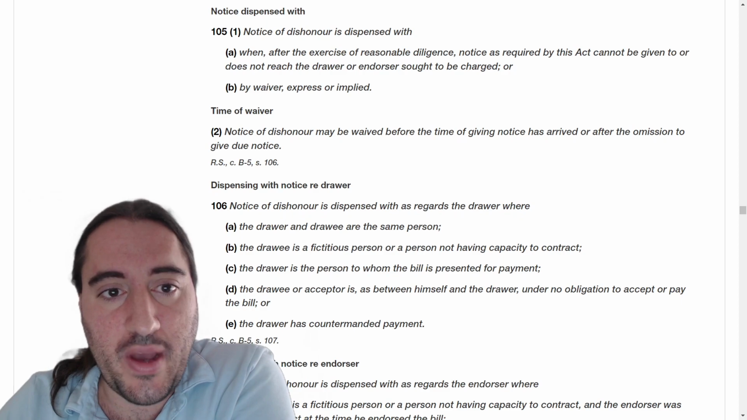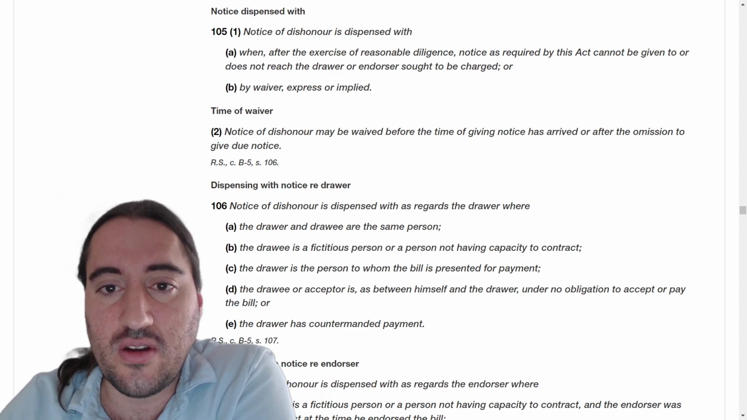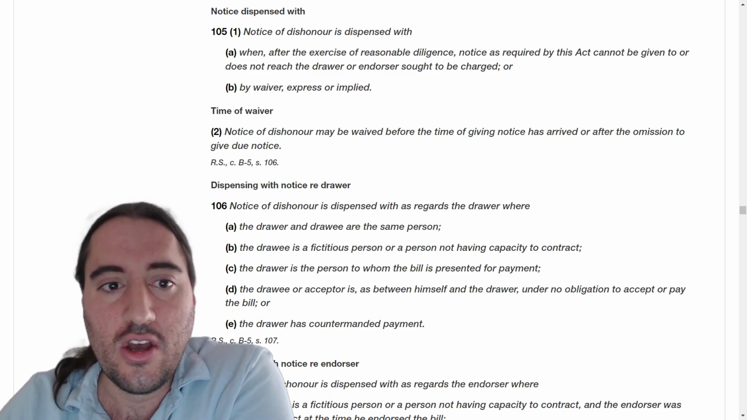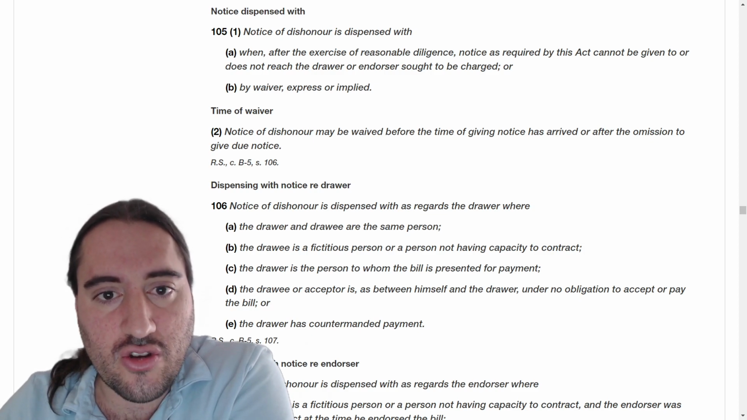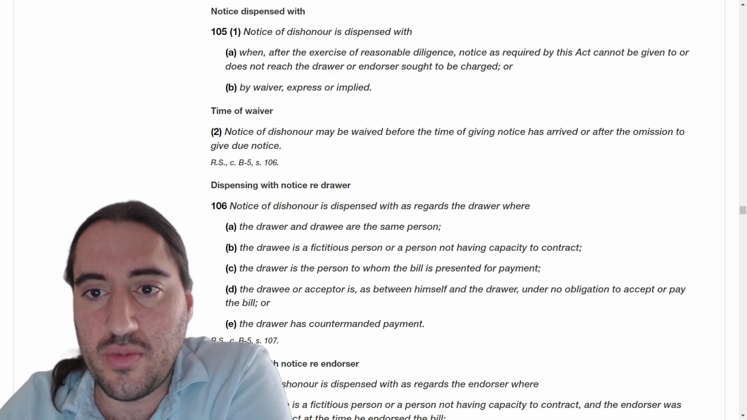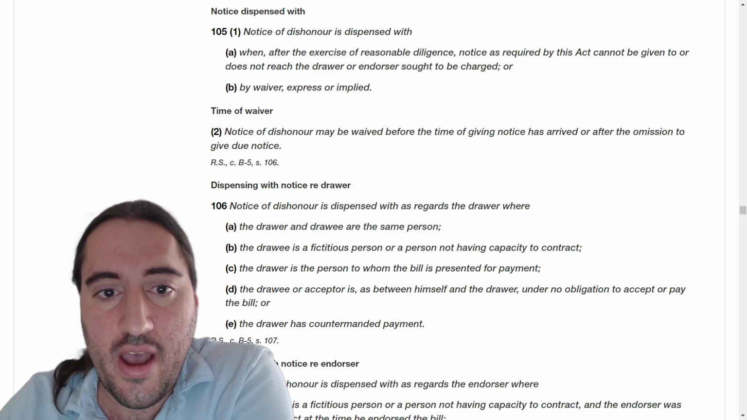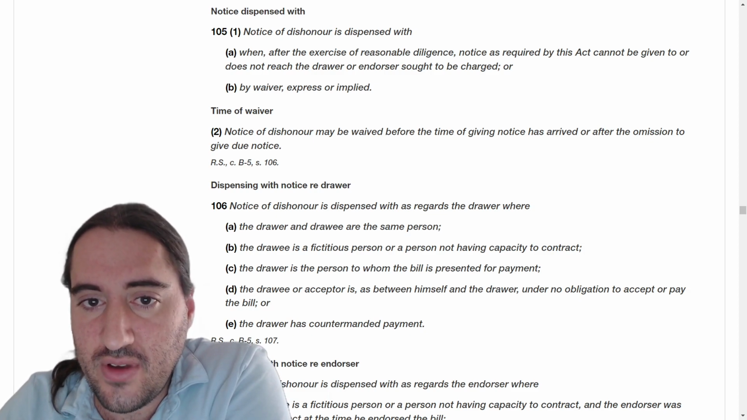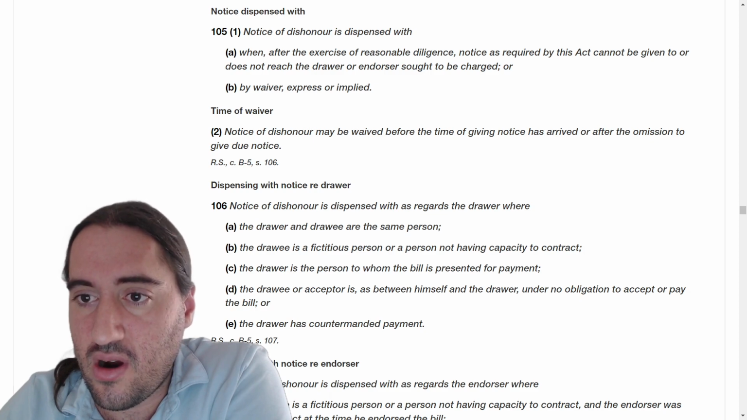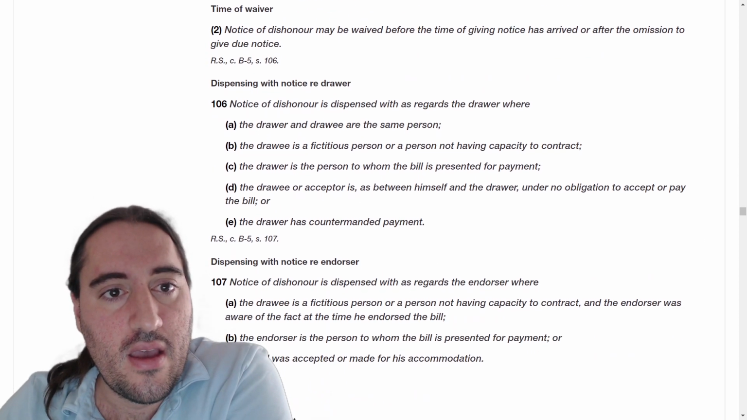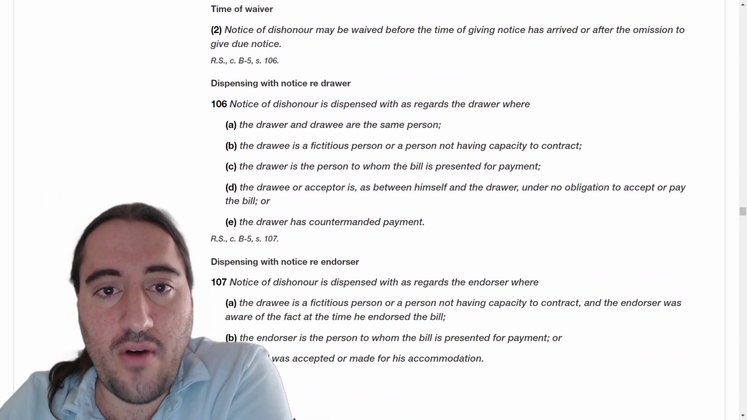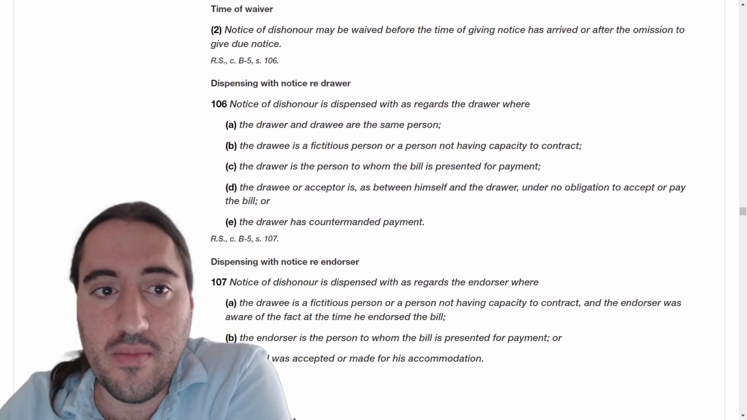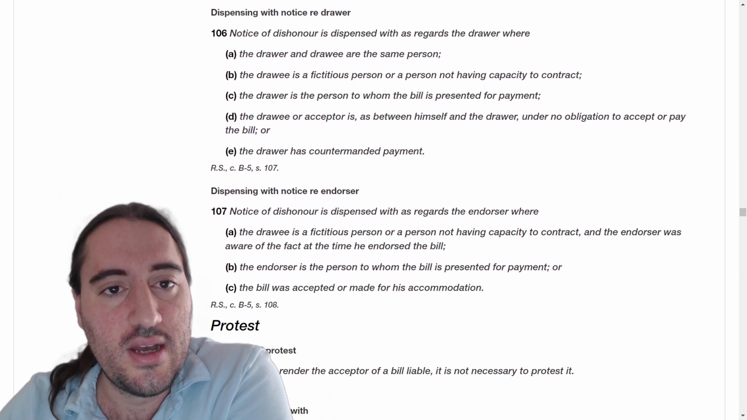Notice of dishonor is dispensed with, a. when, after the exercise of reasonable diligence, notice as required by this act cannot be given to or does not reach the drawer or endorser sought to be charged, or b. by waiver, express or implied. Time of waiver. Notice of dishonor may be waived before the time of giving notice has arrived or after the omission to give due notice.